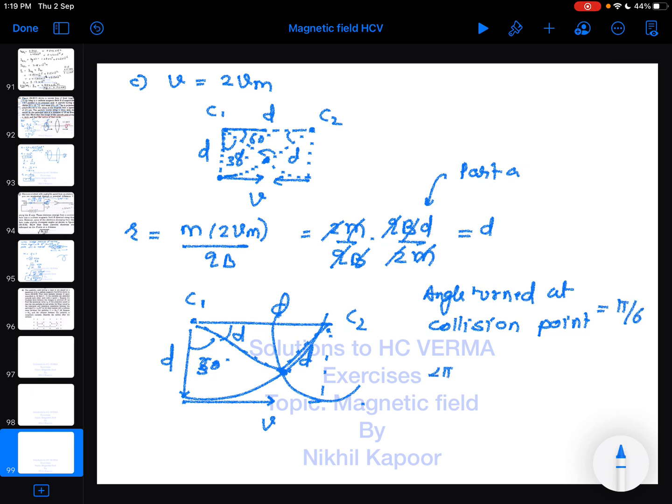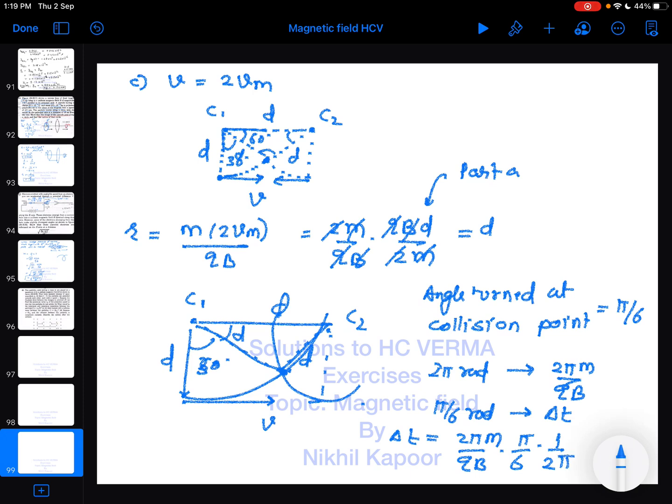So as we know very well, for 2 pi radian, or one revolution, the time required is 2 pi m upon qB, that is the time period. So for pi by 6 radian, what is the time interval for the collision, to turn pi by 6, 30 degrees? So the time interval for collision will be 2 pi m upon qB into pi by 6 divided by 2 pi. So the pi gets cancelled, the 2 gets cancelled. So the time interval for collision will be pi m upon 6 qB.